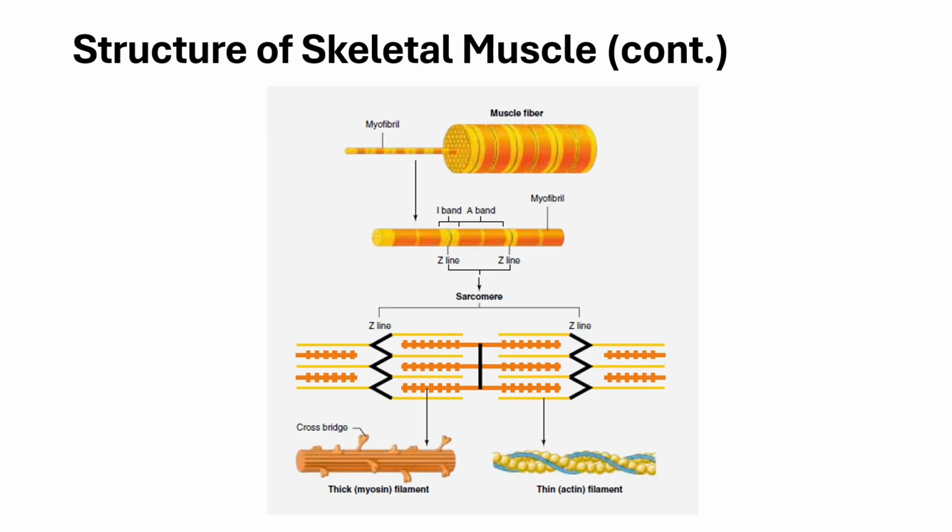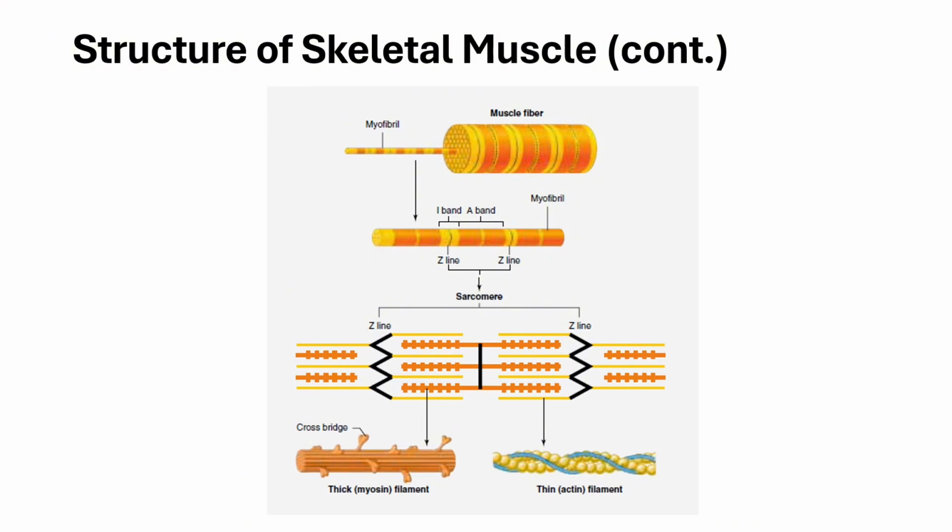And this slide provides a detailed visual representation of the structure of skeletal muscles, from the larger muscle fiber to the microscopic components responsible for contraction. And as you can see, the muscle fiber is composed of numerous cylindrical structures called myofibrils. These myofibrils run the entire length of the muscle fiber and are responsible for its striated appearance and contractile functions. And then you can see bands and sarcomeres.